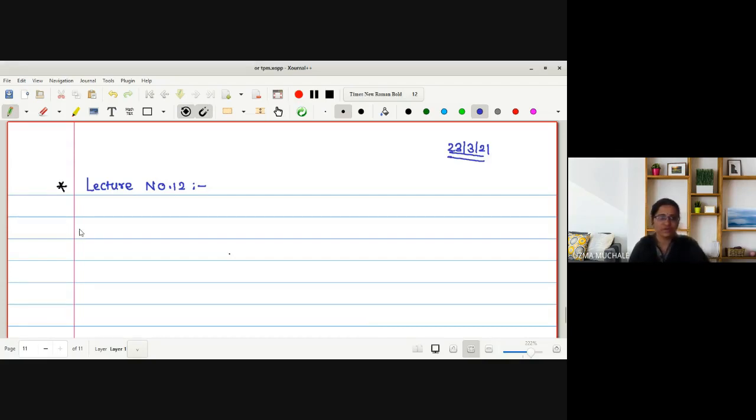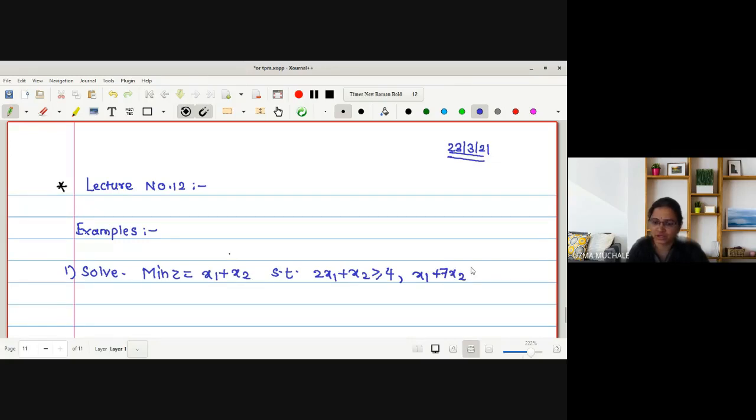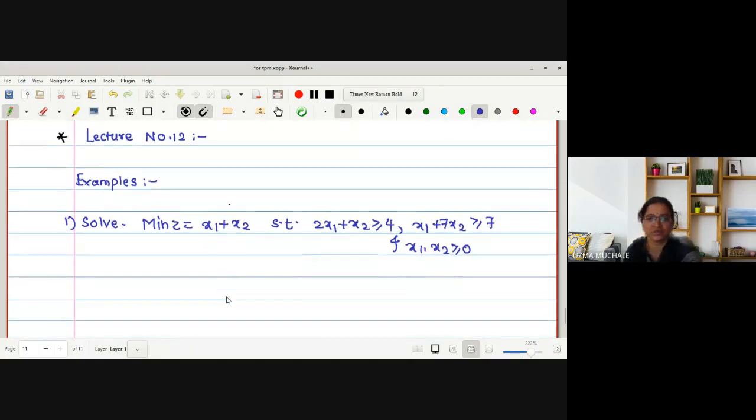The first problem we will write today is: minimize z equal to x1 plus x2, subject to the constraints 2x1 plus x2 greater than or equal to 4, x1 plus 7x2 greater than or equal to 7, and x1, x2 greater than or equal to 0.